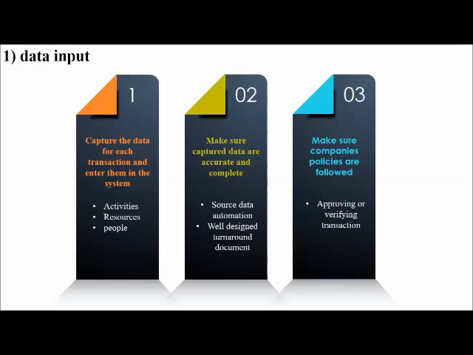Second, a well-designed turnaround document. What do I mean by a turnaround document? A turnaround document is a record of a company's data sent to an external party and then returned to the system, such as, for example, a utility bill. A utility bill is sent to the customer and then I receive it with the payment. The third step in data input is to make sure the company's policies are followed, such as approving or verifying the transaction.